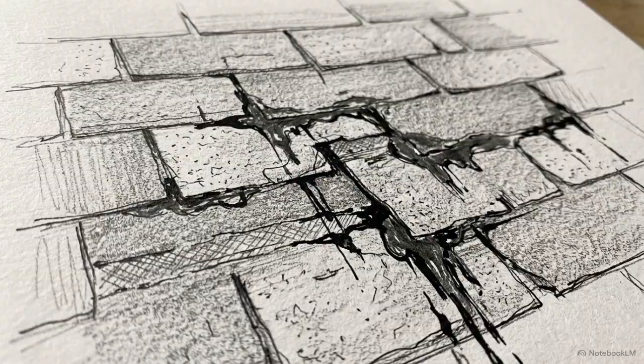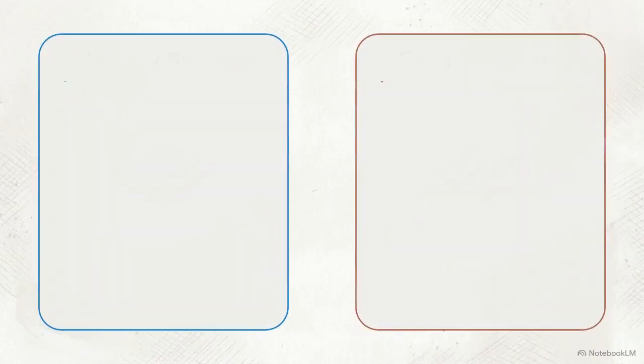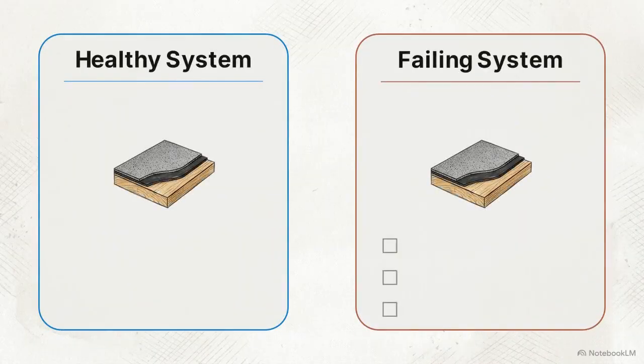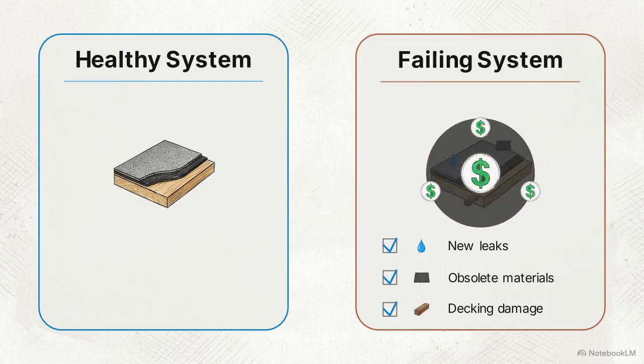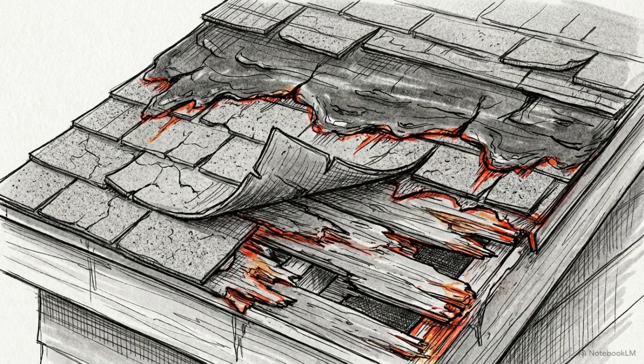You need to know exactly when sinking cash into another patch becomes a bad financial investment. This scorecard outlines failure conditions: new leaks after every storm, unmatchable obsolete materials, and spongy, widespread decking damage beneath the surface. Once those boxes are checked and the repair estimate approaches a massive percentage of a total replacement cost, the existing system is dead. Recognizing this threshold stops you from wasting thousands of dollars to temporarily bandage a failing roof.